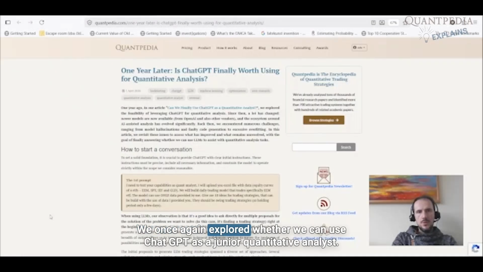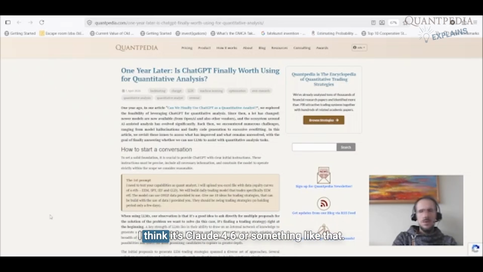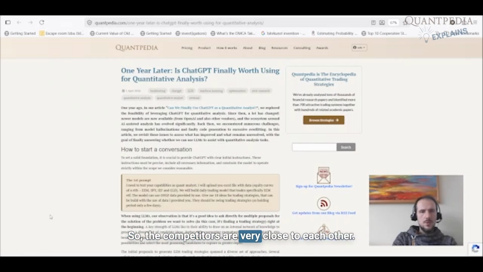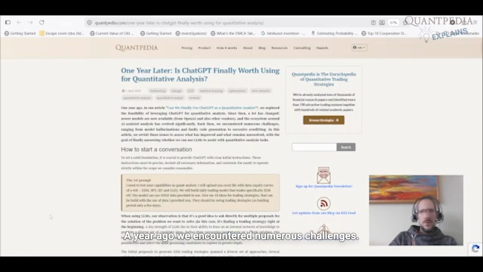We once again explored whether we can use ChatGPT as a junior quantitative analyst. That was the goal. We were testing the ChatGPT 5.4 version, but it gives very similar results to Claude. I think it's Claude 4.6 or something like that. I do not remember exactly what the current state-of-the-art model from Anthropic is. However, for quantitative analysis, all of the models are plus or minus the same, so the competitors are very close to each other. The question is whether the current state-of-the-art is useful and if you can use it as a junior quant. A year ago, we encountered numerous challenges.